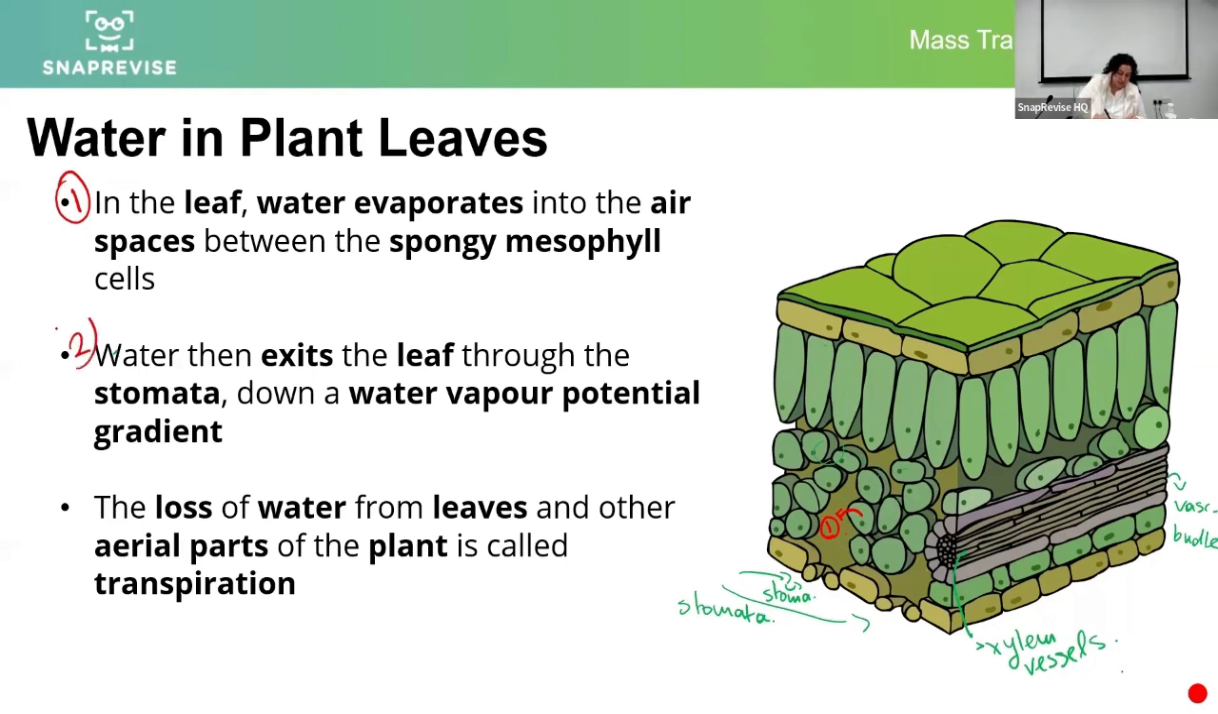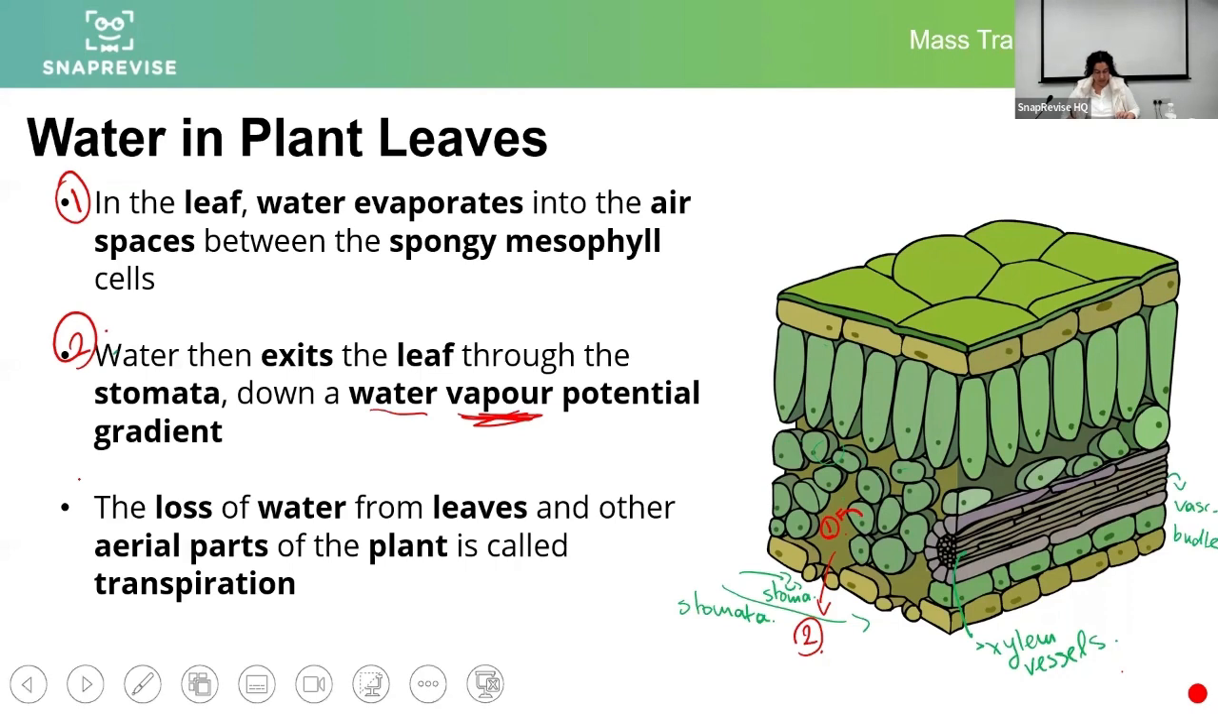Second step is that water then exits the leaf through the stomata down a water vapor potential. Water vapor, right? It exists as water vapor in here, and it exists as water vapor out here in the atmosphere. So there's a water vapor potential, a gradient, meaning what? A higher concentration of vapor inside the leaf than outside in the atmosphere.